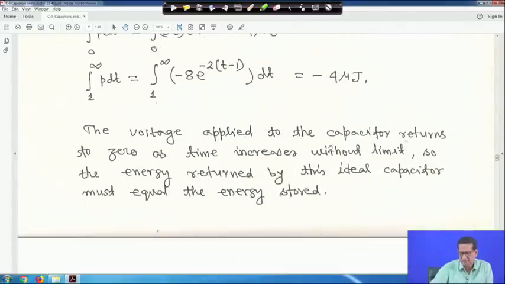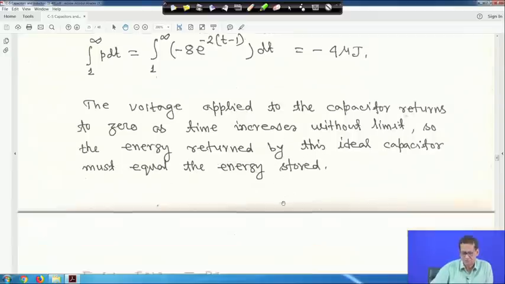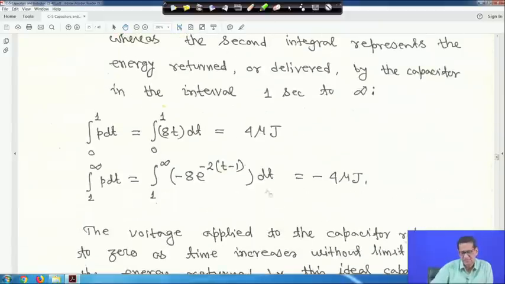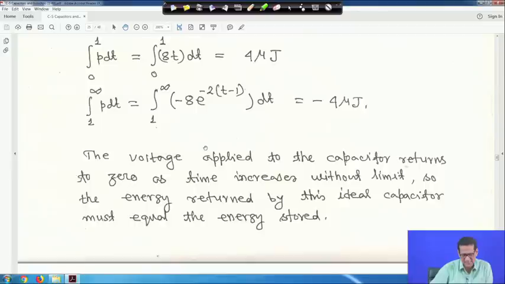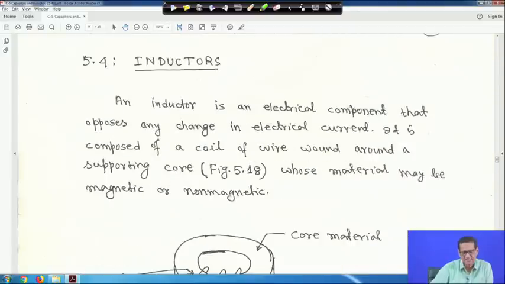So, the voltage applied to the capacitor returns to 0 as time increases without limit. So, the energy returned by this ideal capacitor must equal the energy stored, right. This is the example we took for our understanding. Next we will take inductors, and after that we will move to first order circuits.